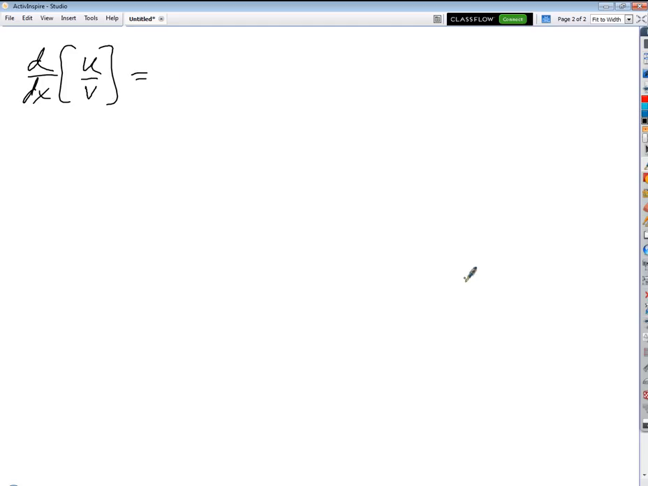So what is the quotient rule? v u prime minus u v prime, over v squared. There you go, the quotient rule. Okay, so let's try this. I'll give you an example.